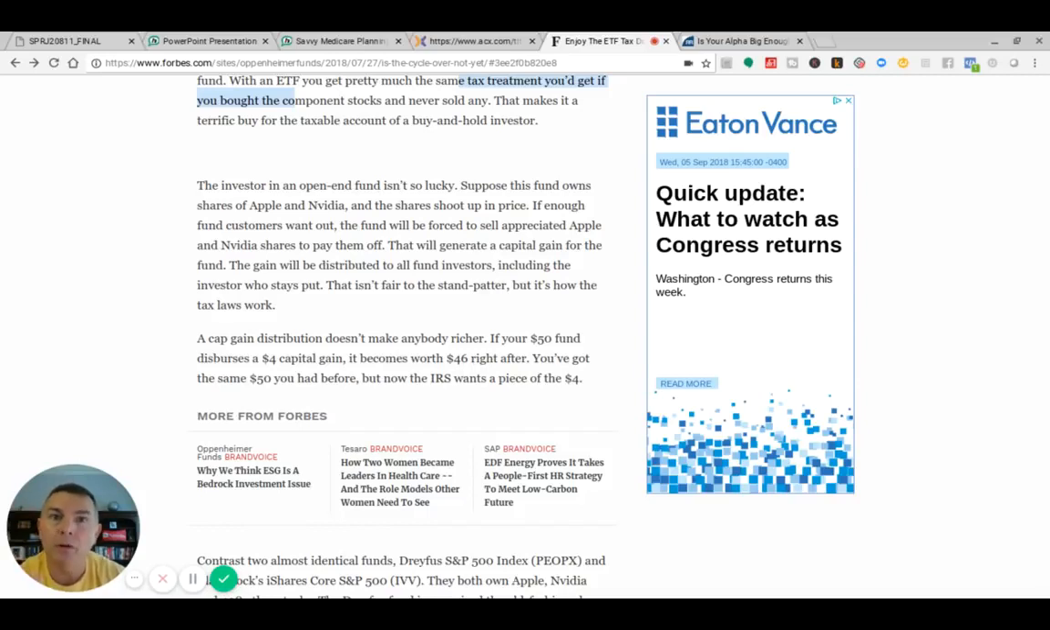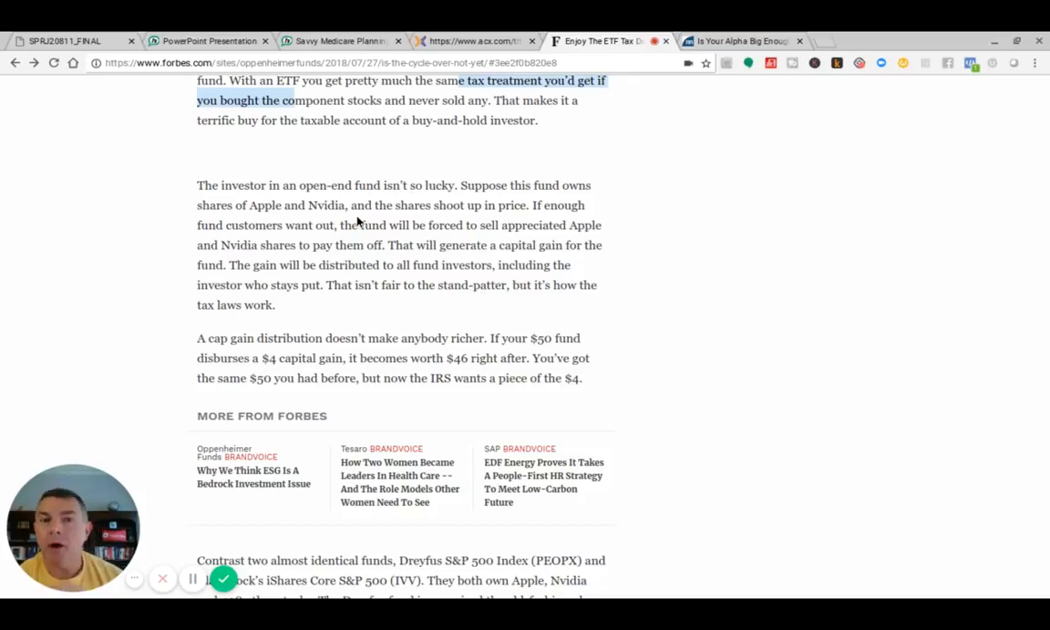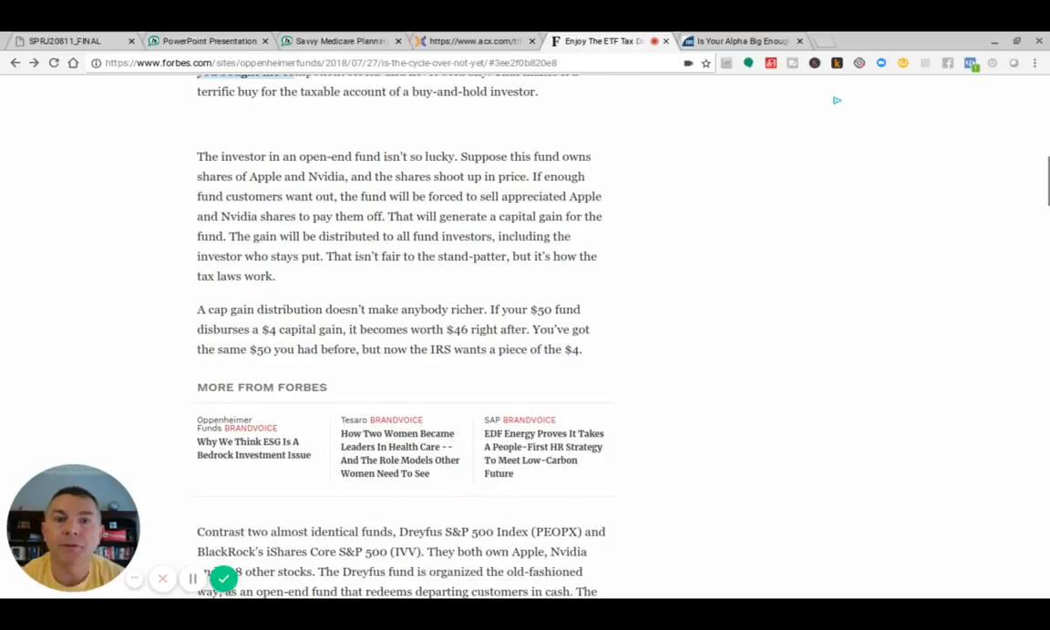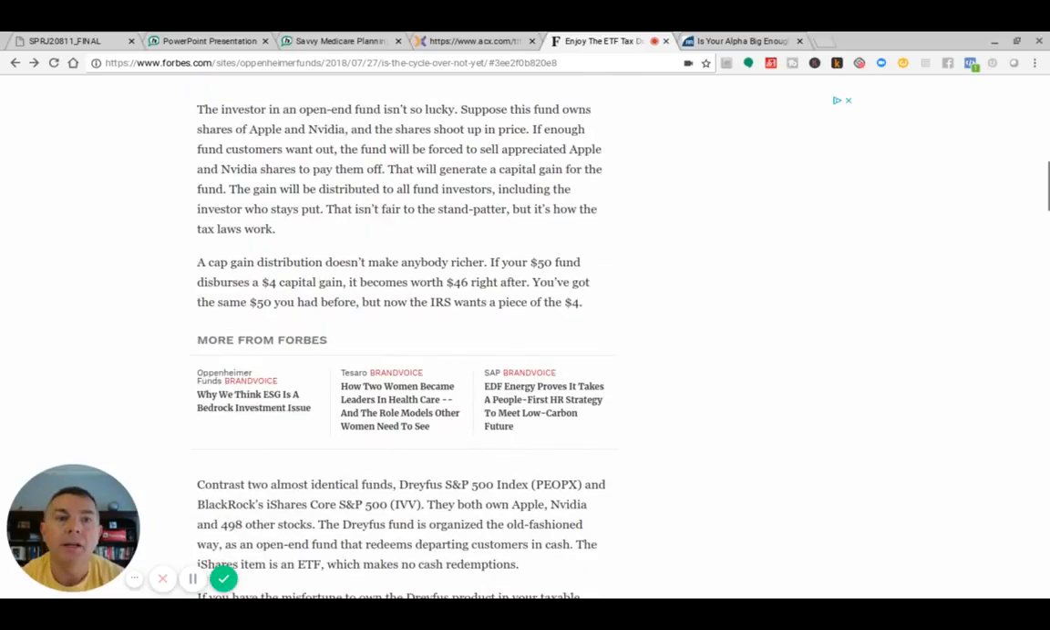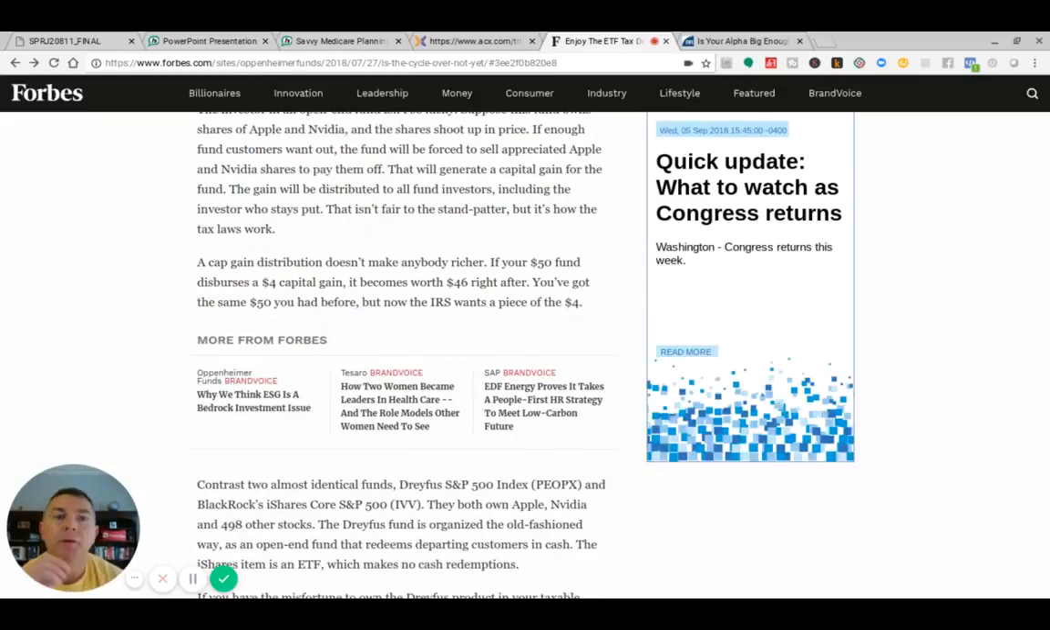This is a ring for it being a wonderful vehicle for your taxable accounts, an ETF. There is scant capital gains. The investor in an open-ended fund, a mutual fund, isn't so lucky. Suppose this fund owns shares of Apple and whatever, and the shares shoot up in price. If enough fund customers want out, the fund will be forced to sell appreciated stock to pay them off. That will generate a capital gain for the fund, and the gain will be distributed to all the other investors who are holding the wet bag.